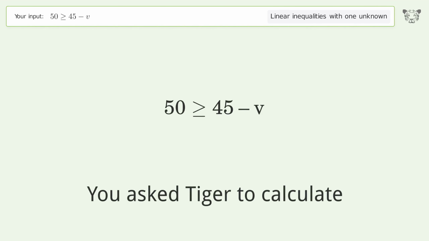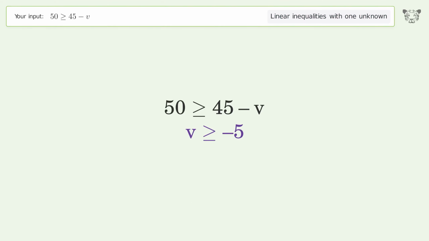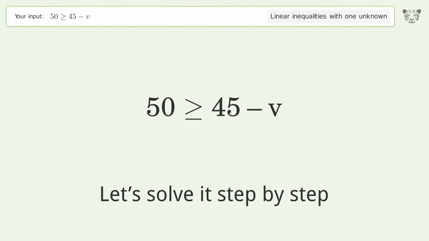You ask Tiger to calculate. This deals with linear inequalities with one unknown. The final result is v equal or greater than -5. Let's solve it step by step.